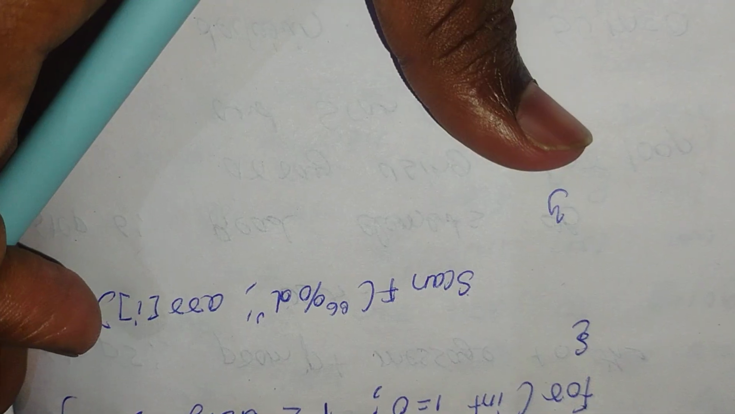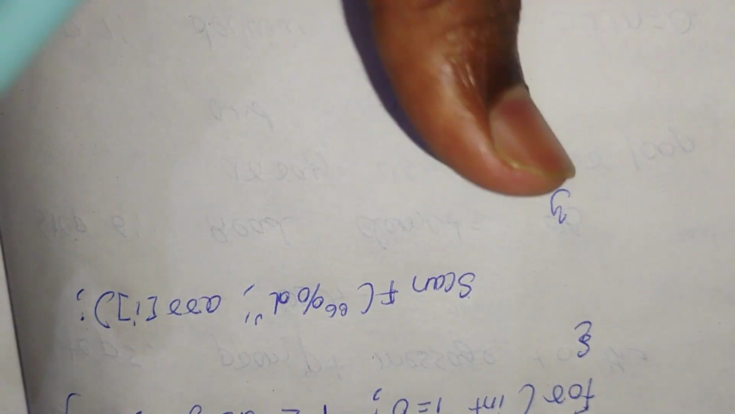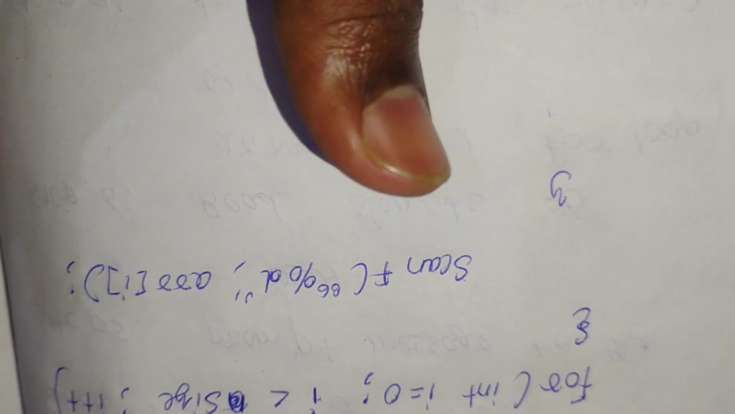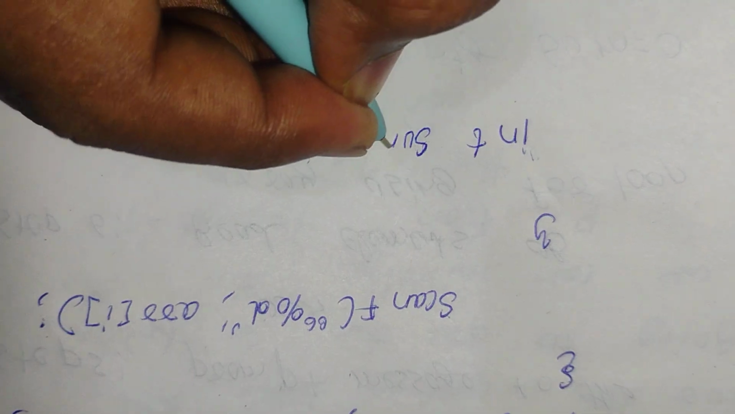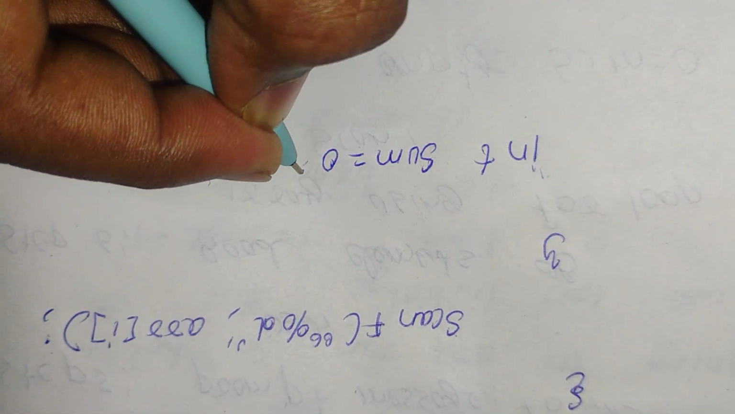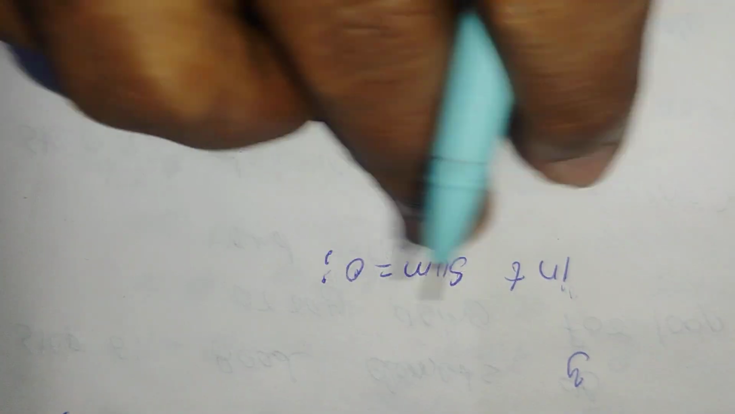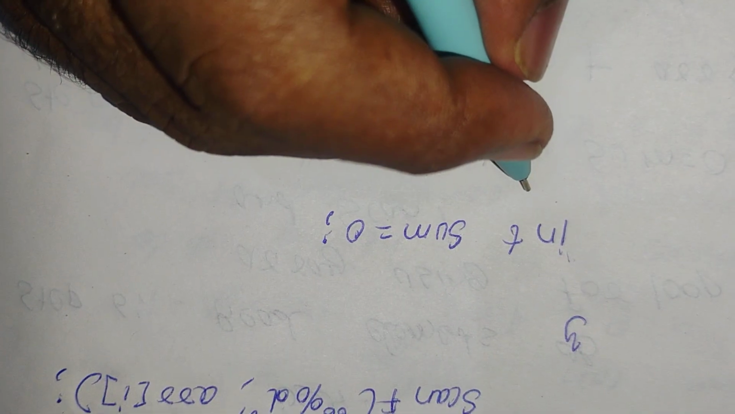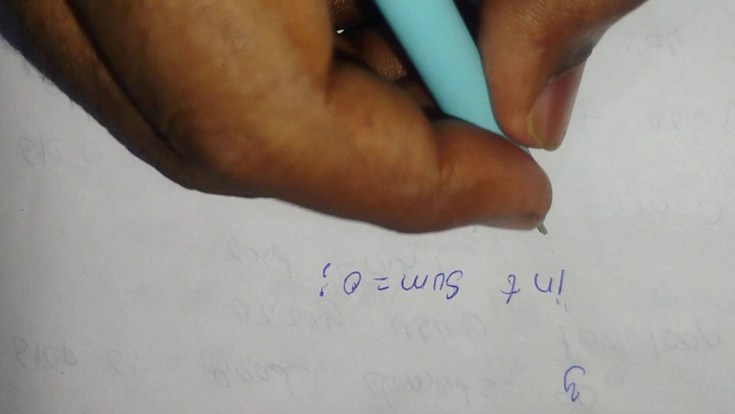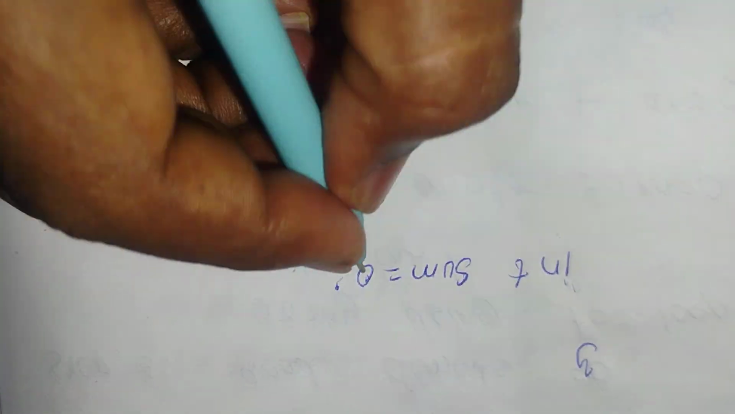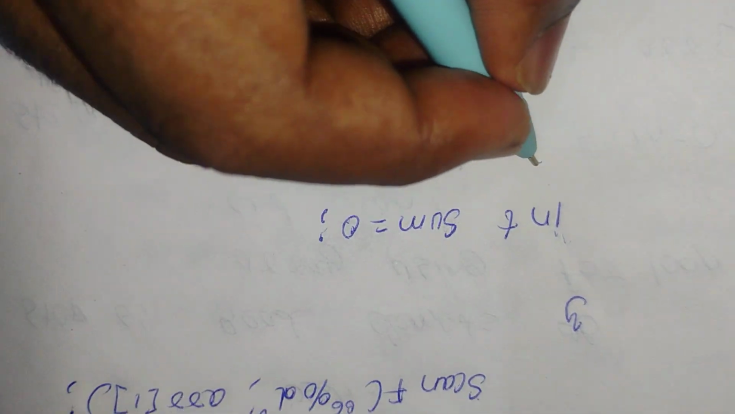Next, okay, we get the elements. Now we need to sum all these elements. How are we going to sum all these elements? For this, I am declaring a variable: int sum is equal to 0. Now I am ending this statement.